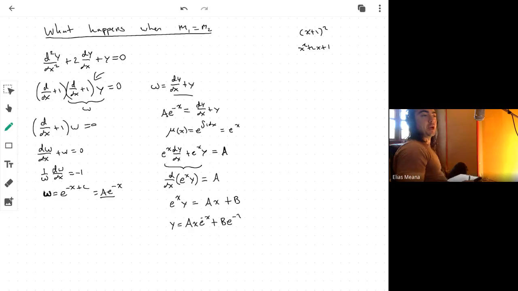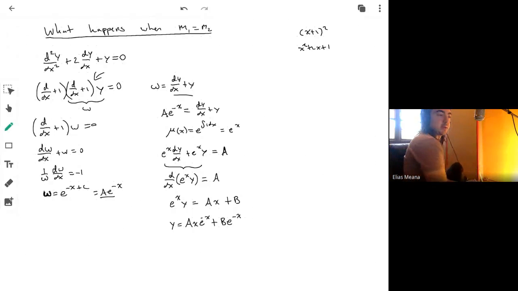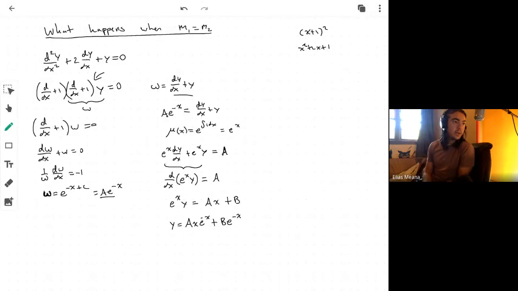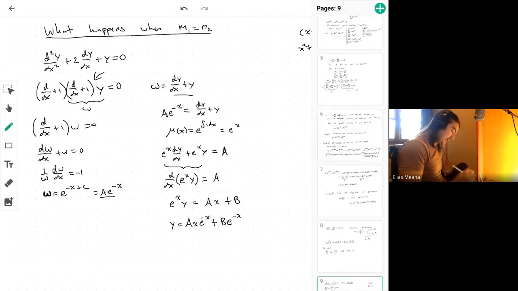So in other words, we still get something that looks like a e to the m1x, b e to the m2x. In this case, our m1s and m2s are the same. They're both minus 1, but one of the terms has an extra x factor. This is kind of strange that this happens, but this is true. This will always happen. And so we can now generalize our third classification of the solution.